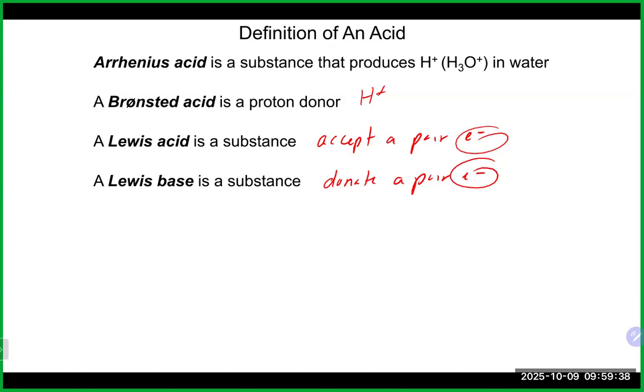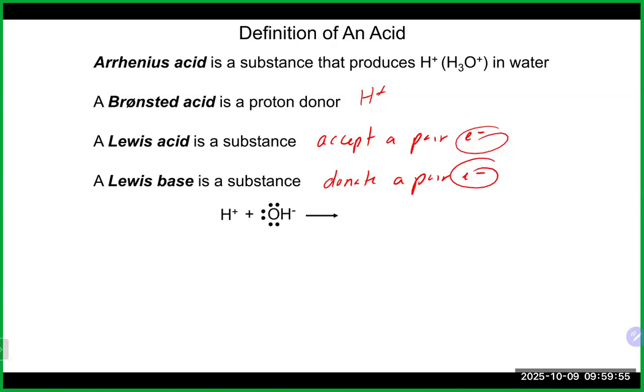Things, for example, like incomplete octets, like boron, which has less than 8 electrons, so it's got room to accept electrons. Also, things with positive charges, right, it means that they have lost electrons, so they're electron deficient, so they have a place to accept those electrons.